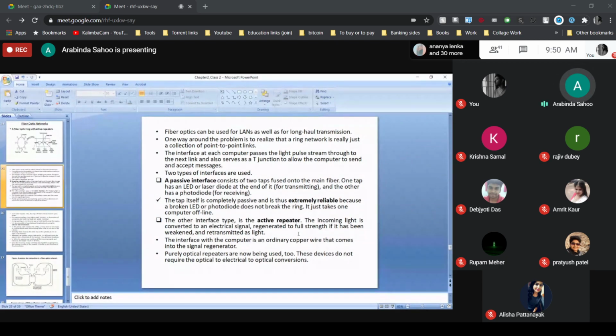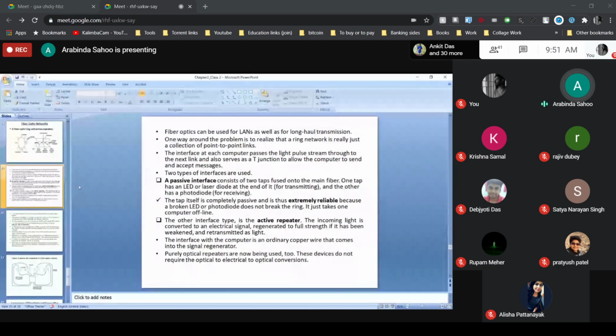If it has been weakened and transmitted and retransmitted as light, it is simply regenerated to full strength and transmitted as light. But the problem in this case is if any of the active repeaters is damaged or broken, we cannot establish communication. Simply, this network fails.